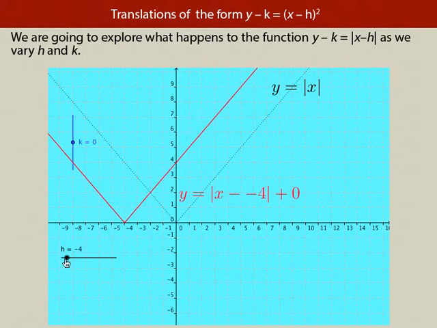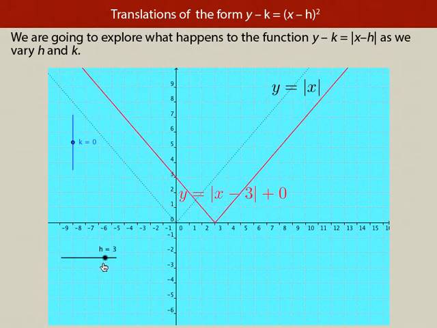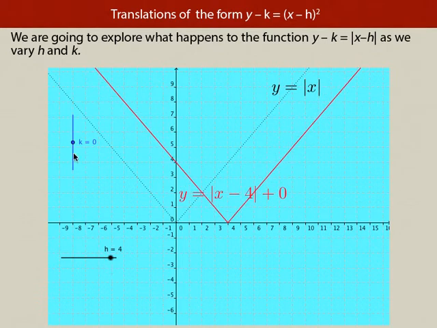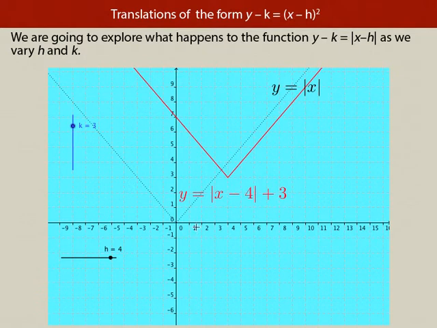Now let's put them both at 0. And how about we make k 3 and h 4? Where will that move? Let's do the h first. Make it 4. And that will move 4 to the right. And k 3, that will be 3 up. And then the vertex is at 4 over and 3 up. And that's given by the equation here, x minus 4, absolute value of that, plus 3.